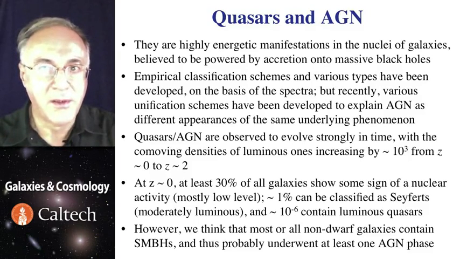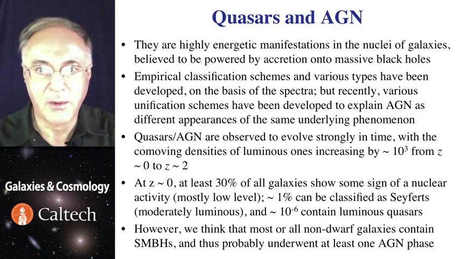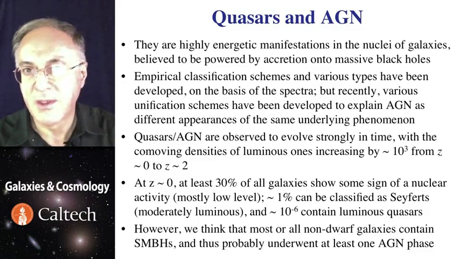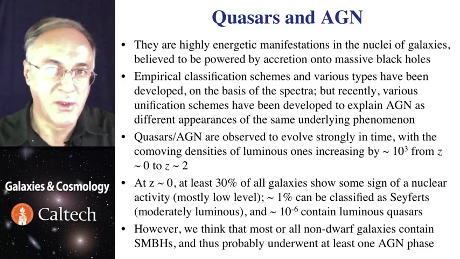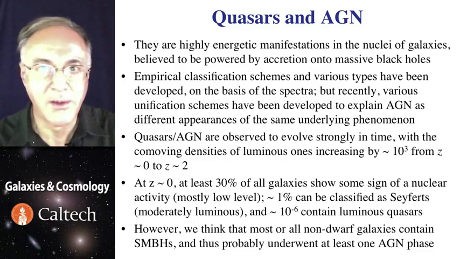There are empirical classification schemes that describe the properties of active nuclei, and we'll go through these shortly. And more recently, there have been unification schemes designed to explain how various aspects of observed phenomenology may be really the same thing, but observed from different angles.